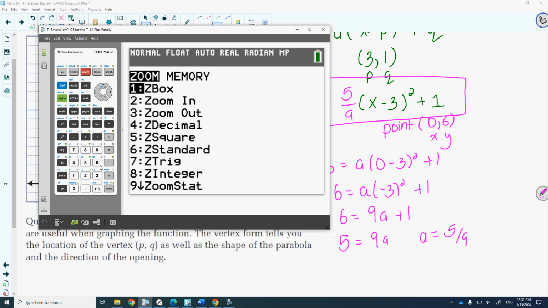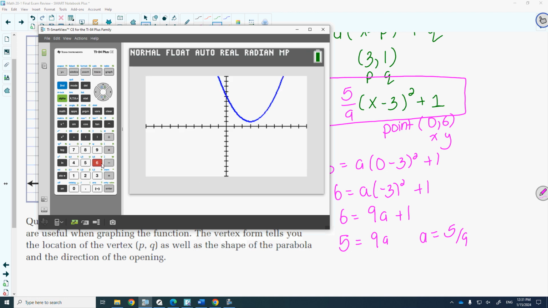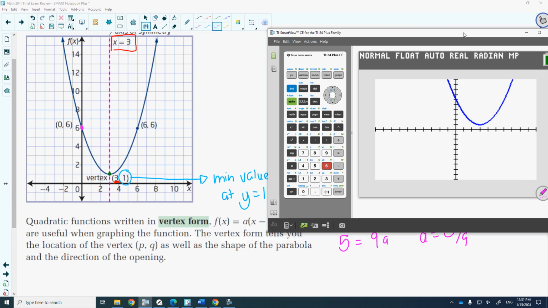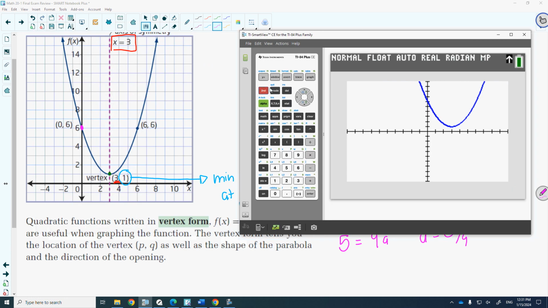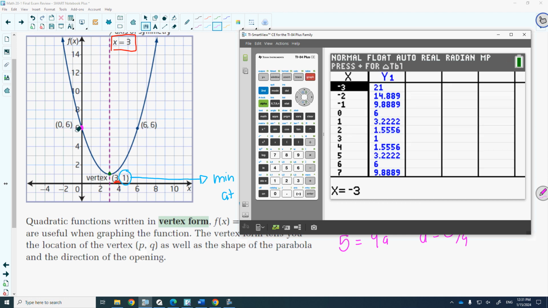I don't really care what the graph looks like. Sometimes I don't even look at it, I mean, I'll look at the graph, but then I go right to the table of values. And what I'm going to check for my table of values is 0, 6, which is right there. 3, 1 is right here. And they also gave me 6, 6, which is right there. So I know that that would be correct.